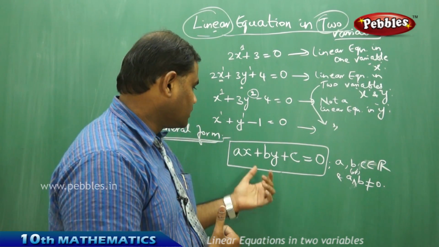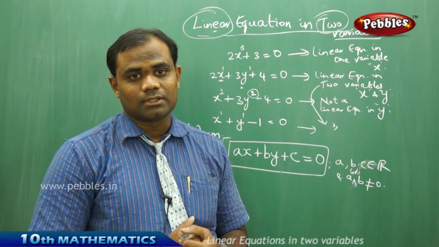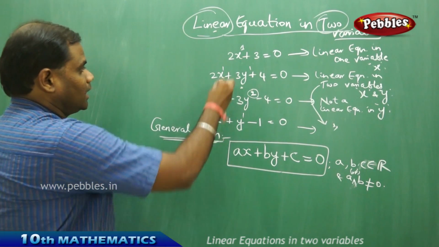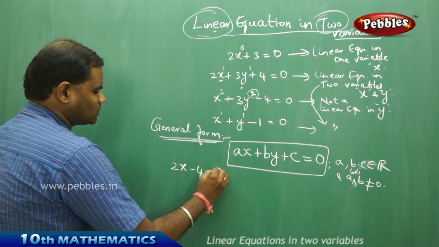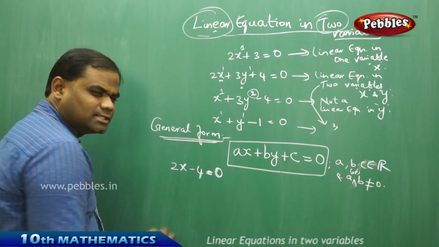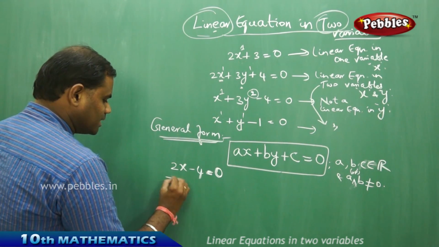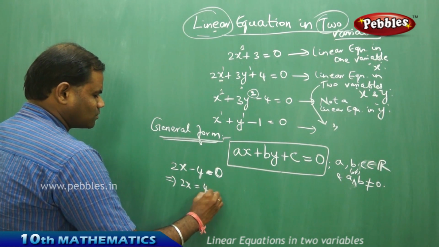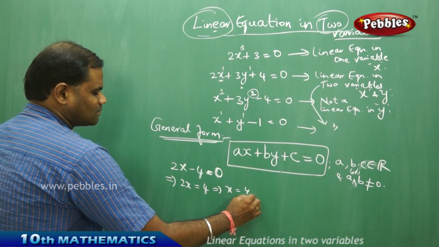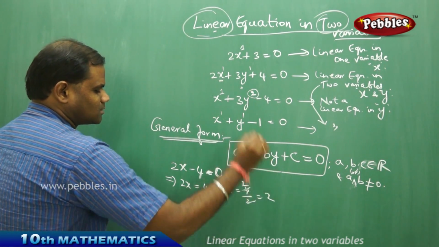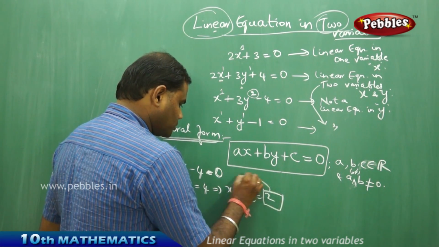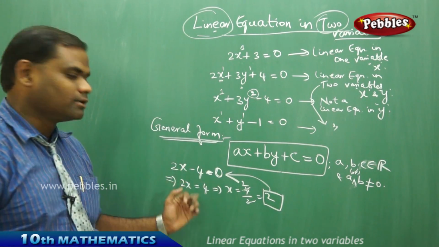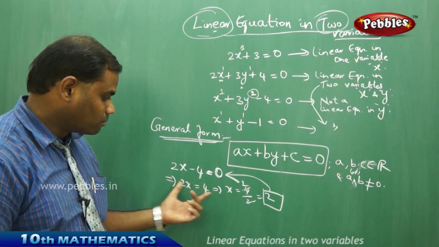But because the linear equation here is with two variables, now the question comes: if I had a linear equation in one variable as 2x minus 4 equal to 0, then it's easy to find the solution, because immediately I can get 2x equal to 4, which implies x is 2. So x is equal to 2 is the solution for a linear equation in one variable.